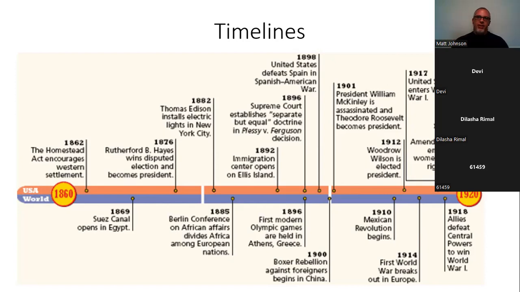1882, Thomas Edison installs the first electric lights in New York City. Very self-explanatory. We have other events here. 1892, the Immigration Center opens on Ellis Island. 1896, the Plessy versus Ferguson case that we discussed, and also the United States defeats Spain in the Spanish-American War in 1898.